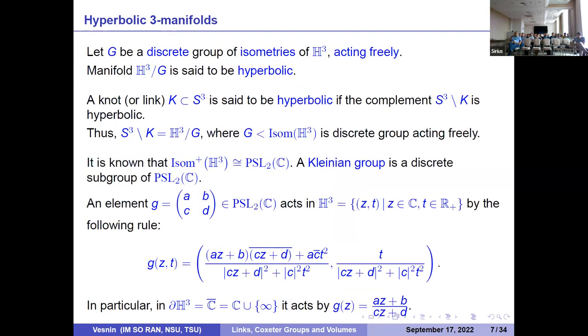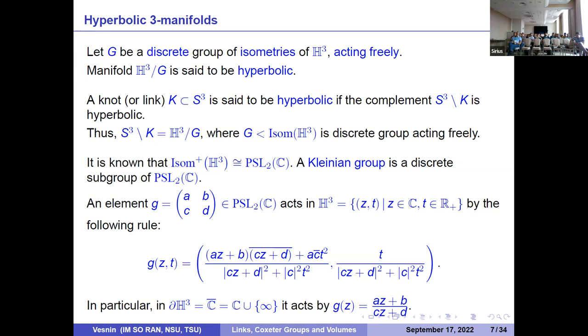Okay, and since we have a space, we can consider a group of isometries. Suppose we have a group G, which is a group of isometries of hyperbolic space. We assume that the group is discrete, and that it acts freely, without fixed points. So we can consider the quotient space, and the quotient space automatically gets a structure which comes from the hyperbolic space. We call this structure a hyperbolic structure, and we call this manifold a hyperbolic manifold.